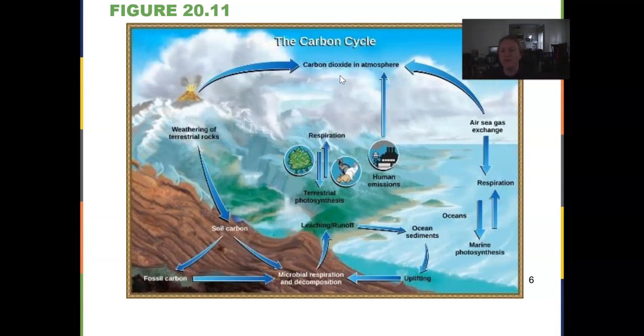So CO2 in the atmosphere is a huge reservoir, and obviously, as I just stated, we need it for photosynthesis. Like I was saying before, it's going to dissolve in the water and turn into those CaCO3, those calcium carbonate ions, and those are going to be used by a lot of marine organisms to create their shells, amongst other things.